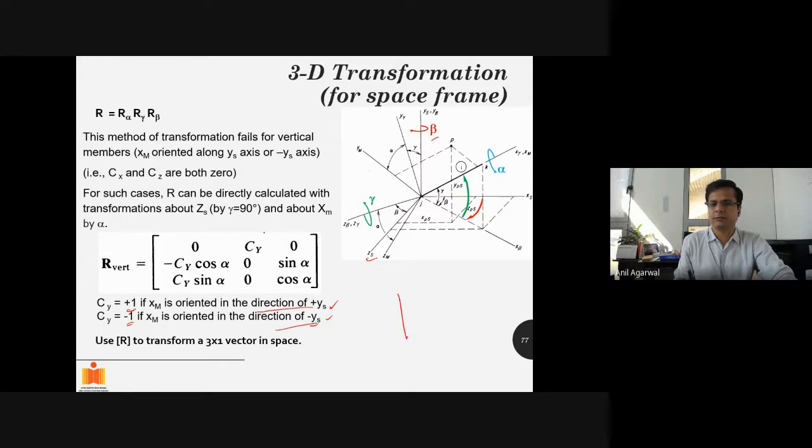Basically the definition is you have member i, which has joints j and k. So if the j to k direction is parallel to plus y, then it is upward. It depends on the way you have numbered the members, it's up to you. If the direction is parallel to minus y, then it is -1. Got it?